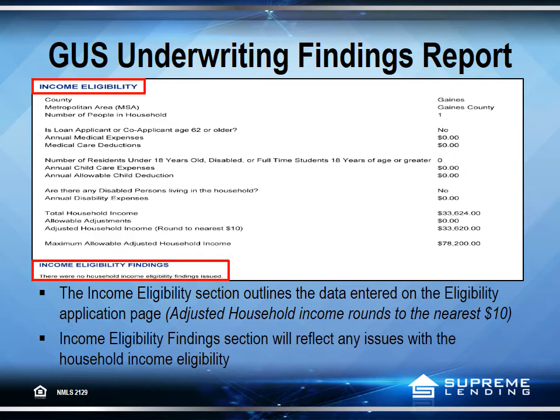The income eligibility section outlines the data entered on the eligibility application page. Adjusted household income rounds to the nearest $10. The income eligibility findings section will reflect any issues with the household income eligibility. The information in this section should match the 3555-21 worksheet if this is completed correctly. The underwriter should review all income information with their income calculations.